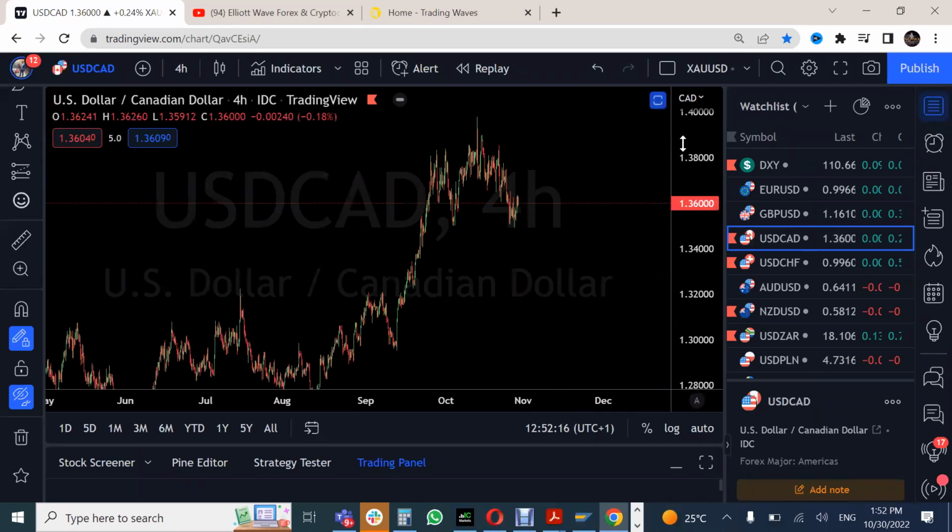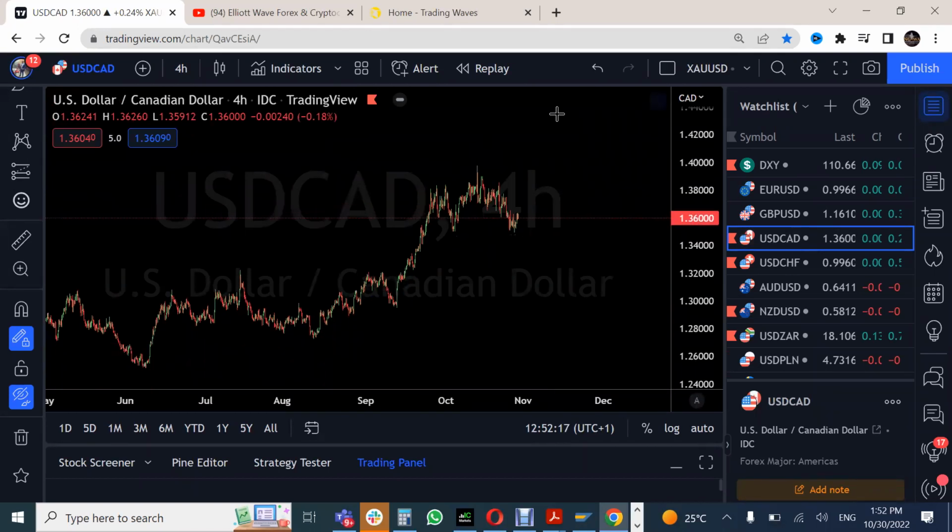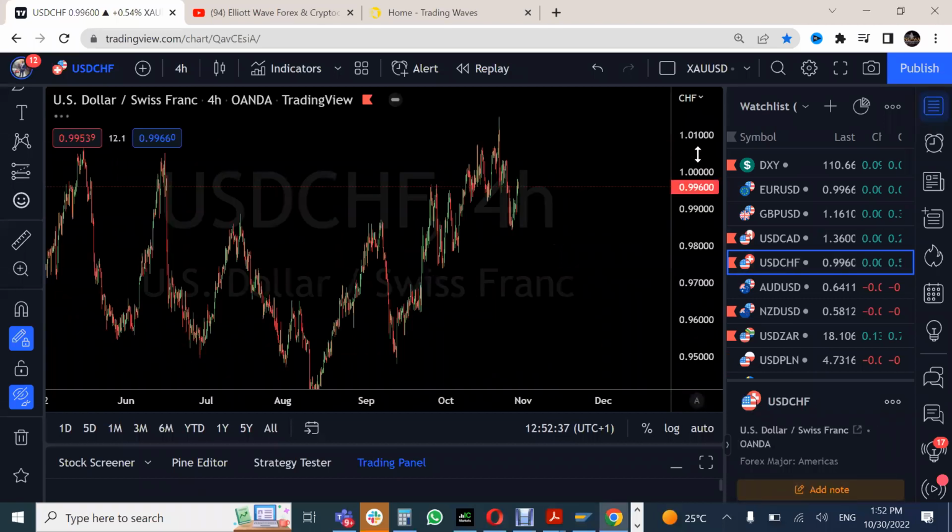US dollar CAD looks to be making this corrective structure where we're expecting this one to be an expanding flat. How is it going to make a push to the upside? Possibly after one more move to the downside before we go to the upside, then it's going to play out that expanding flat. So this area here is key. So we're going to wait for that confirmation there before we take a move to the upside. That is US dollar CAD.